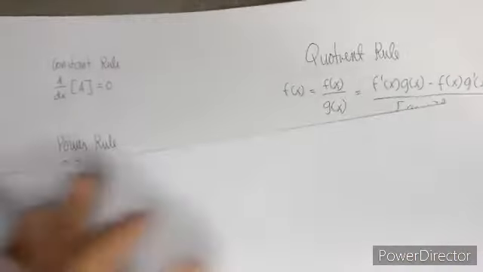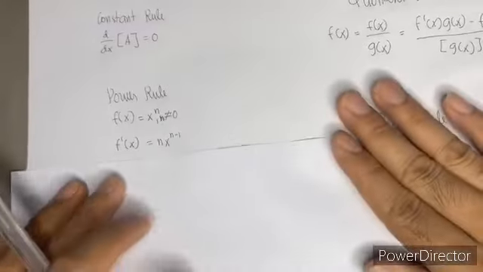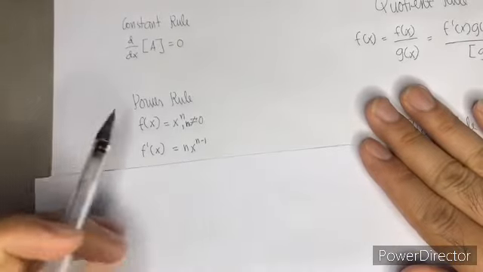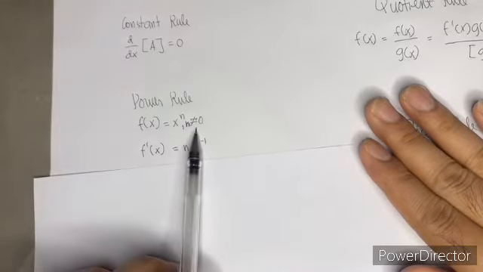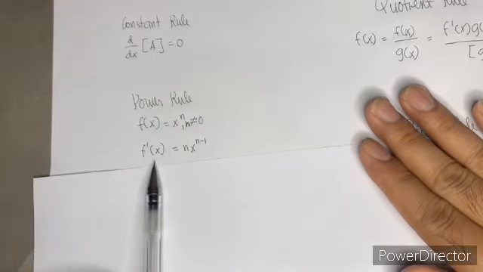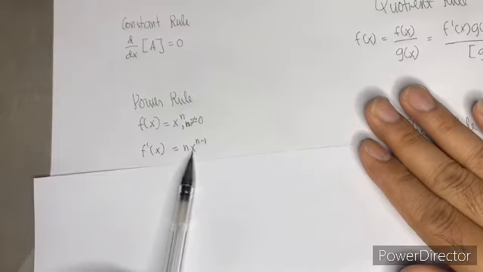And then, sa power rule naman, ito ang gagamitin mo. Sa power rule, f of x is equals to x raised to n, where n is not equal to 0, and then ang f prime niya, or ang derivative niya, is equal to n times x raised to n minus 1. So, yan ang gagamitin mo sa power rule.